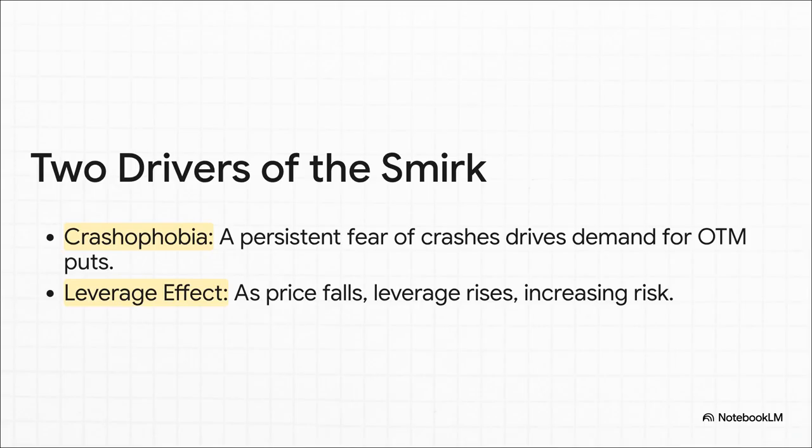It's called the leverage effect. It's simple. As a stock price falls, its debt-to-equity ratio goes up. The company becomes inherently riskier and therefore more volatile. It's a perfect inverse relationship that really helps explain the shape of the smirk.